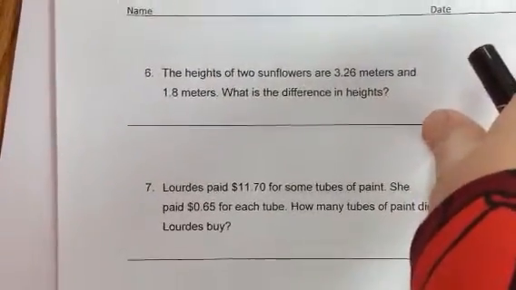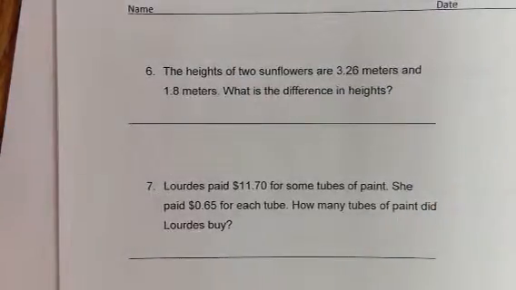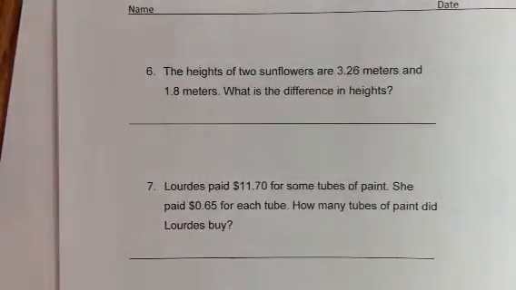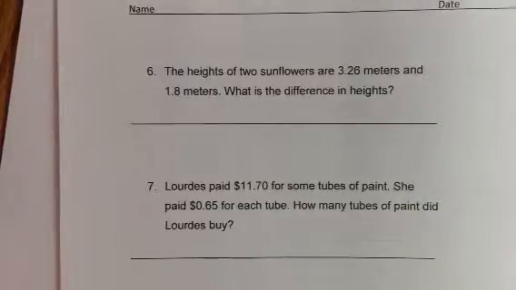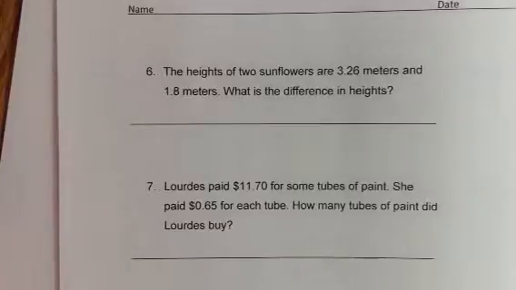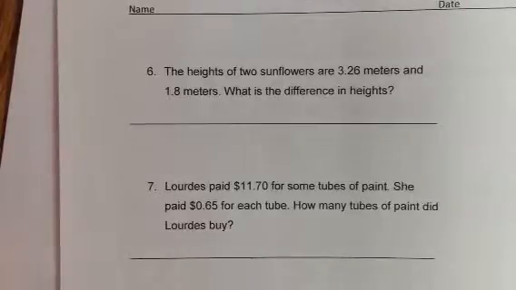Number 6. The heights of 2 sunflowers are 3 and 26 hundredths meters and 1 and 8 tenths meters. What is the difference in heights? Number 7. Lourdes paid $11.70 for some tubes of paint. She paid 65 cents for each tube. How many tubes of paint did Lourdes buy?